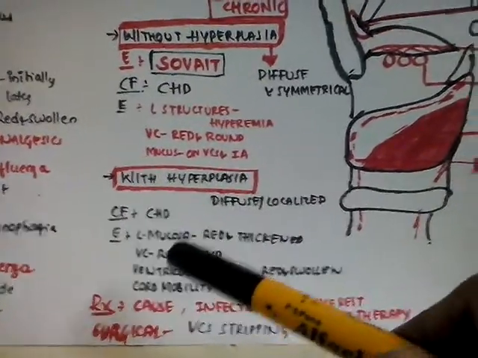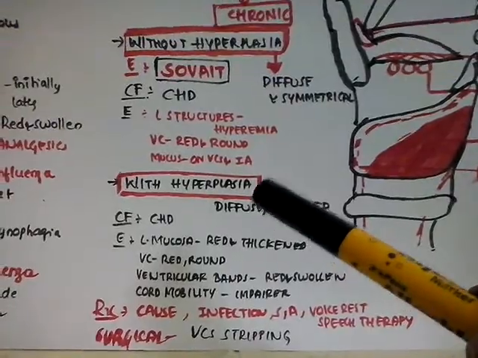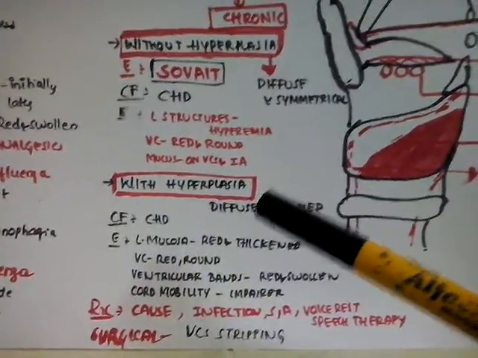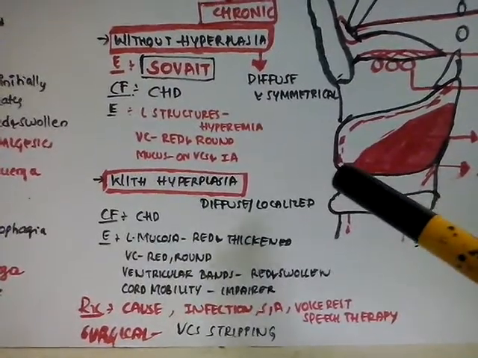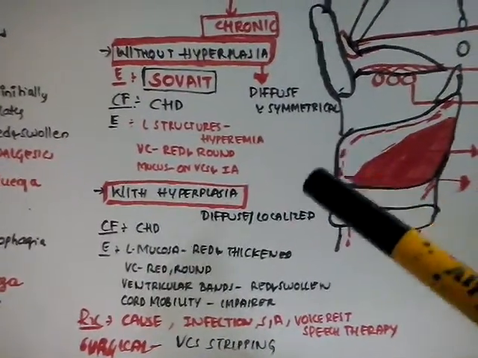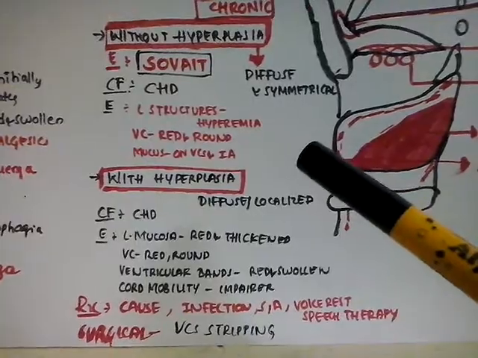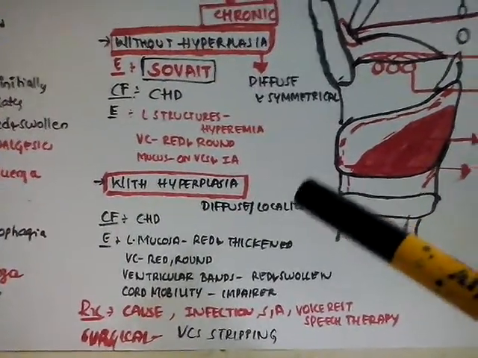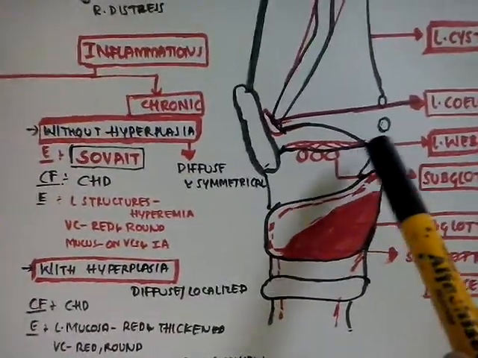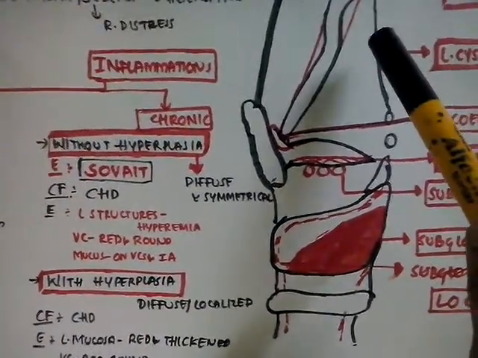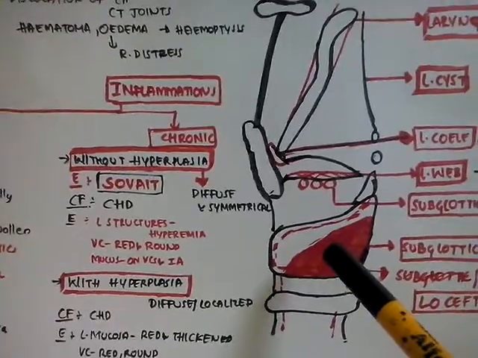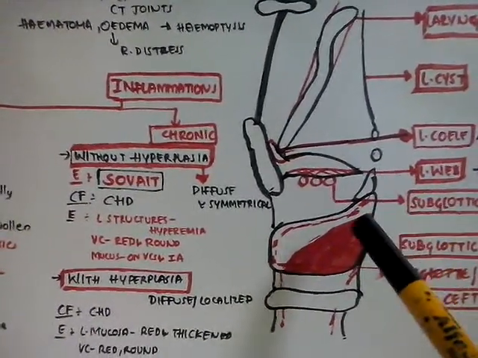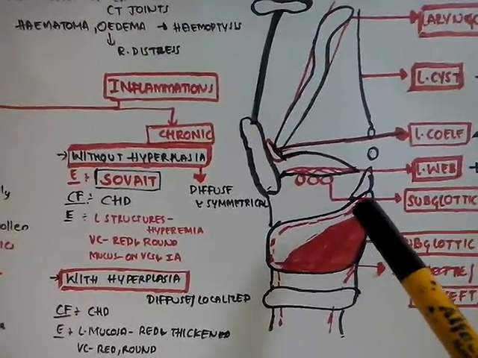Coming to the examination of chronic laryngitis with hyperplasia, laryngeal mucosa becomes red and thickened because the pathology behind it is that first the changes occur in the glottic region and they extend to supraglottis and subglottis. Later the mucosa, submucosa and laryngeal muscles are also affected.